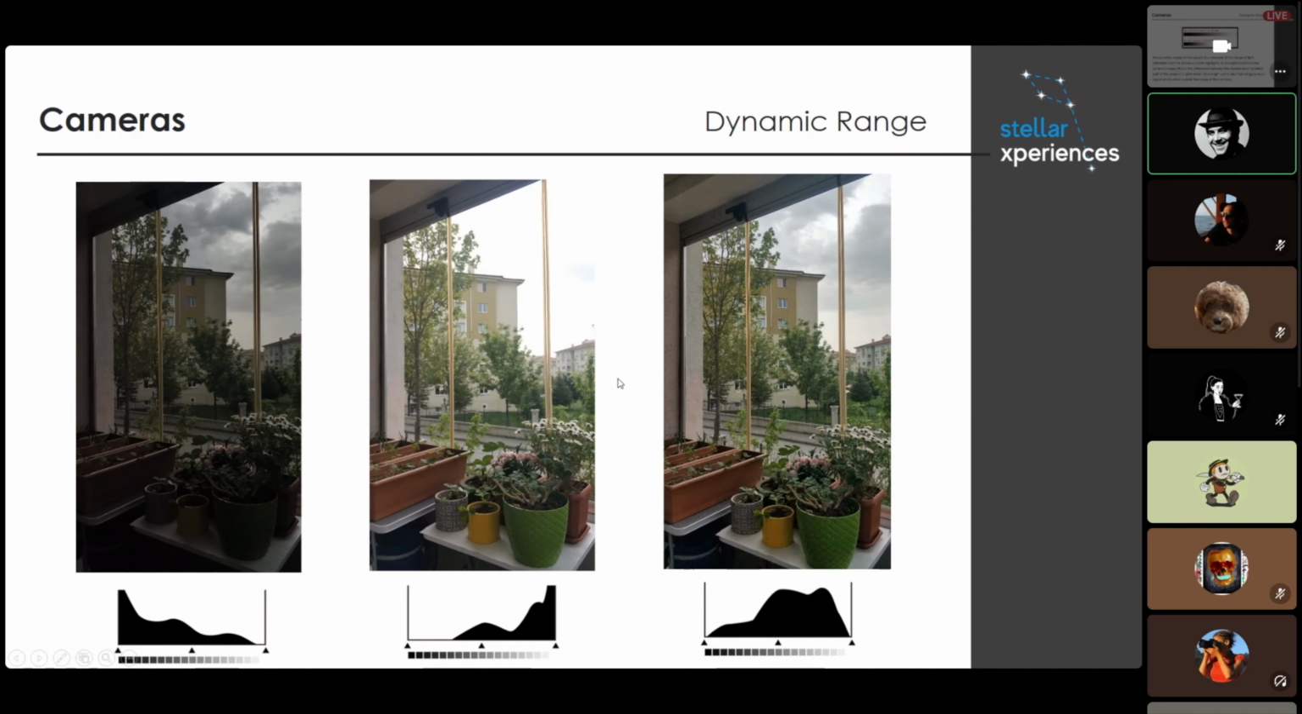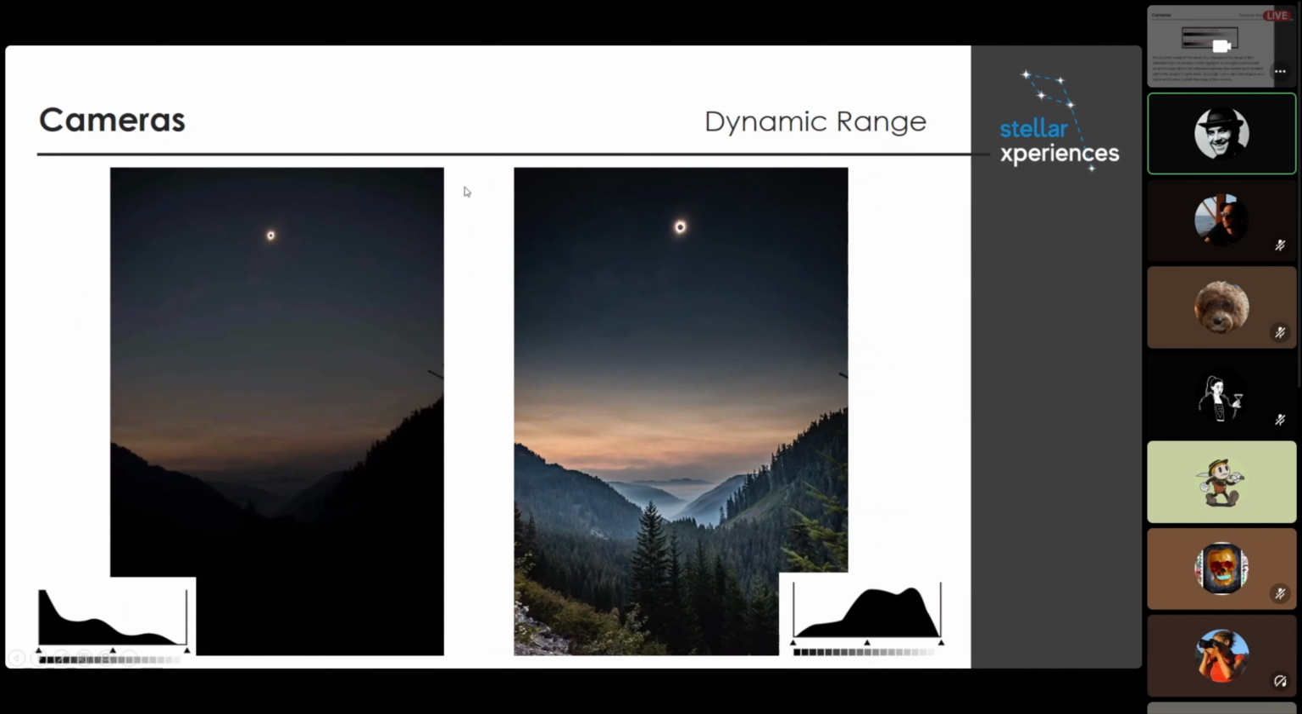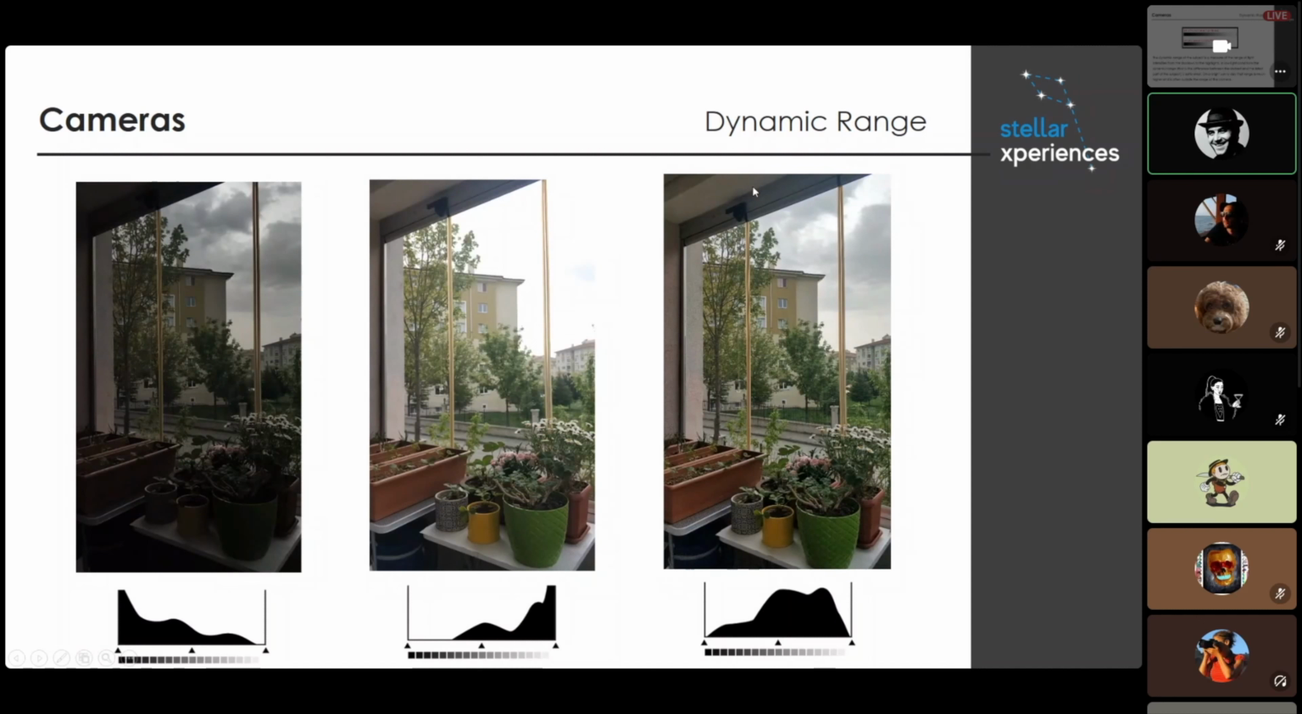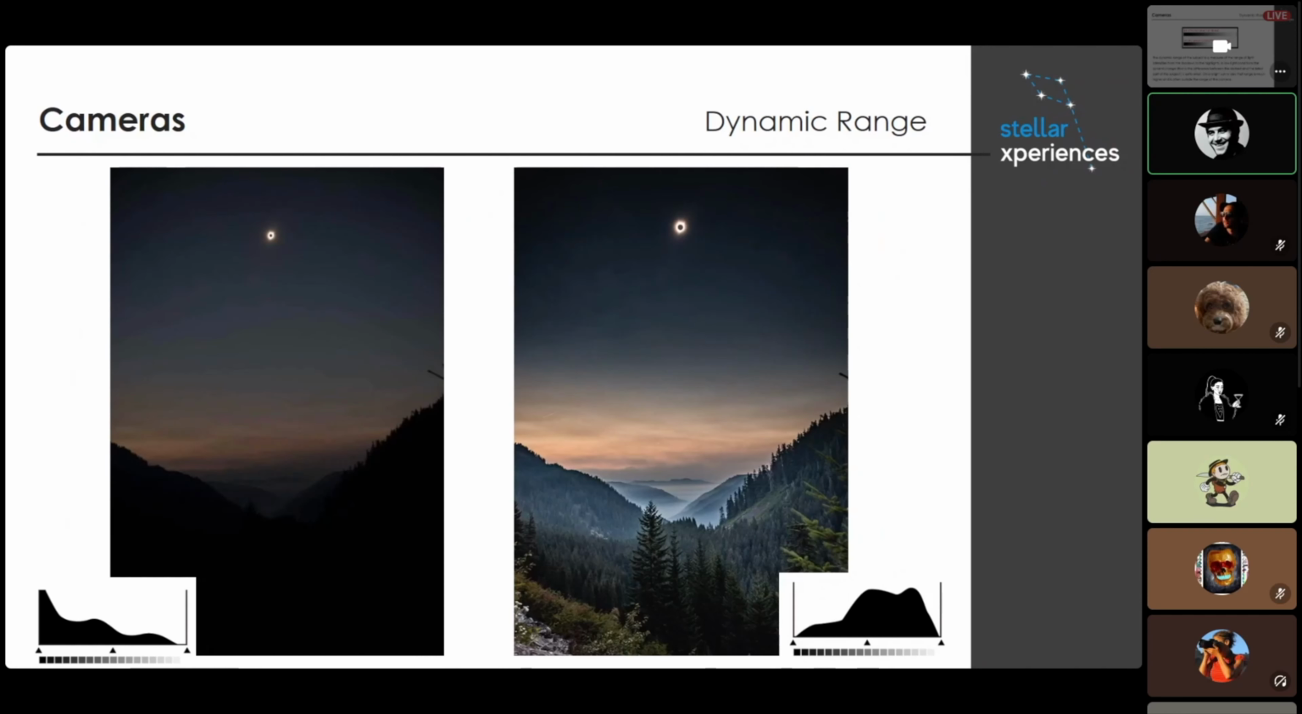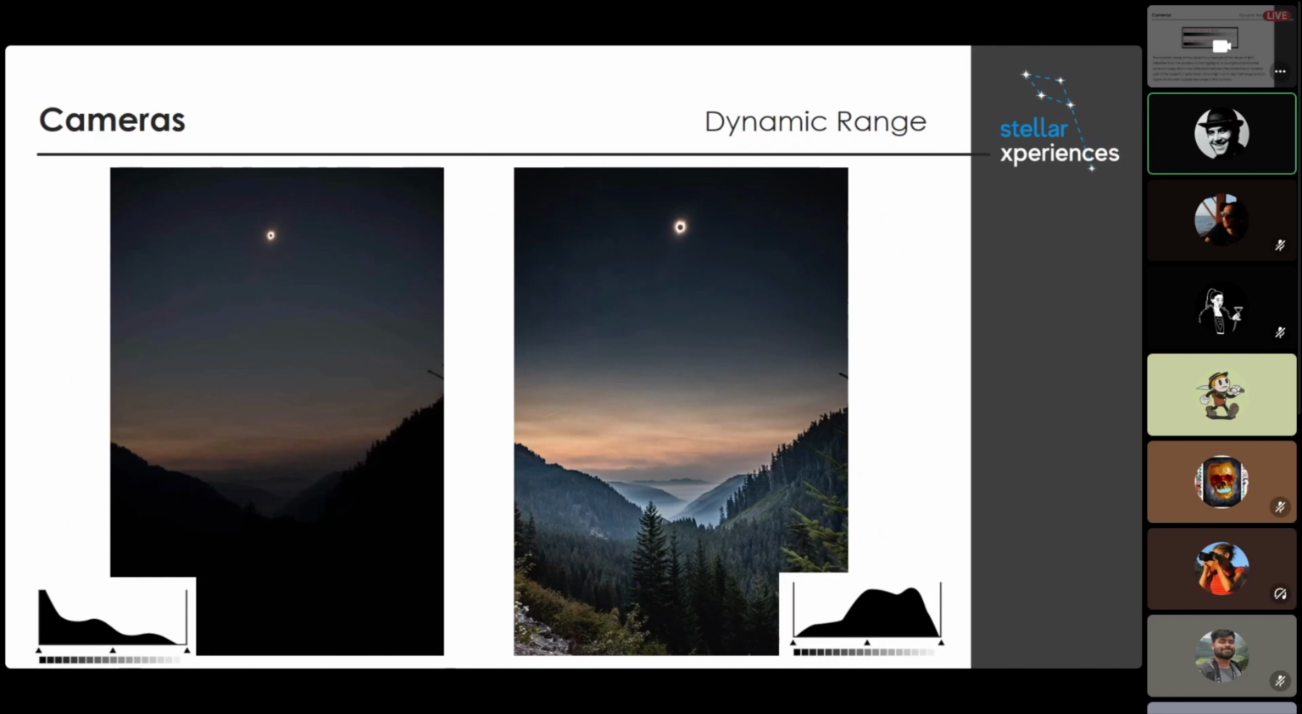But in astrophotography, we don't use it. Most modern DSLRs and DSLMs and cell phones have a high dynamic range mode, but we don't use that mode for astrophotography. We prefer double or triple exposures and then combine them.